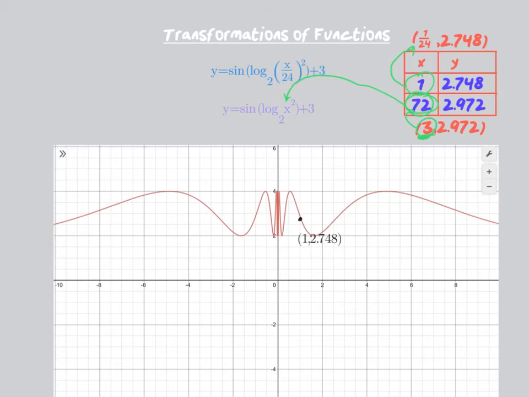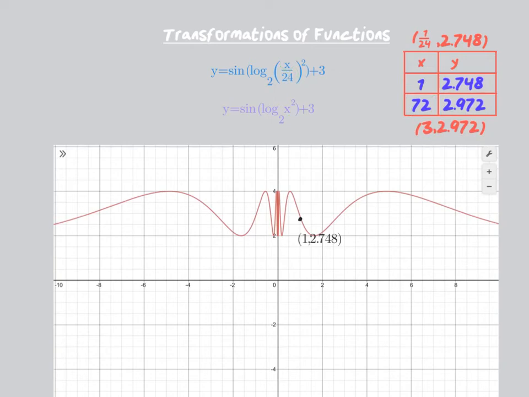Well, now when you plug in a 72 for x, it'll divide by 24, which will give it 3. And you're going to do 3 squared, log base 2 of 3, just like what you would have done with your original 3 in the original equation, which means you're going to get the same answer as what you would have gotten in the original equation, which is exactly what we want.